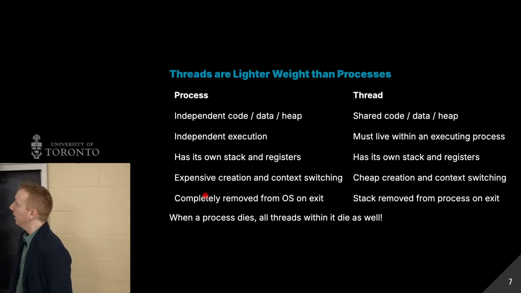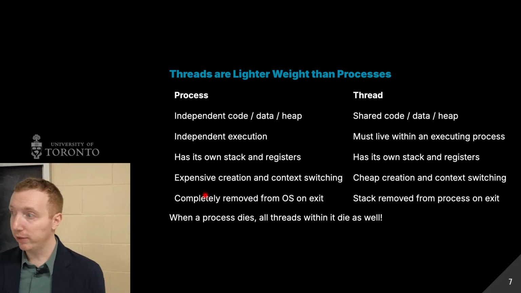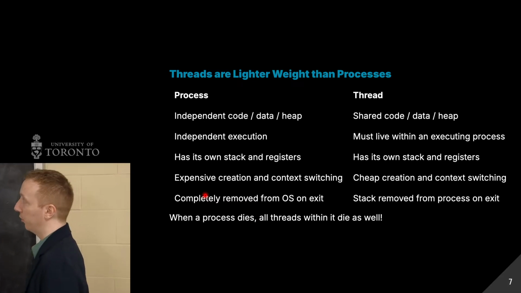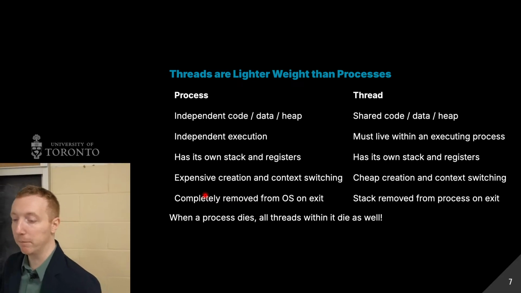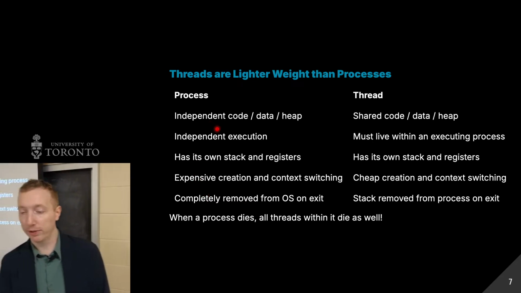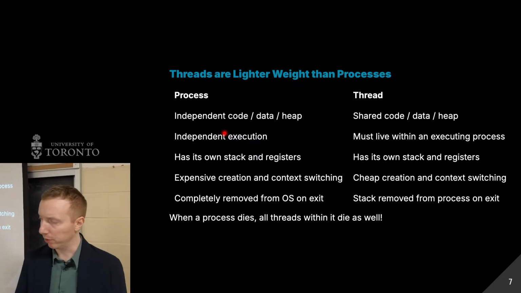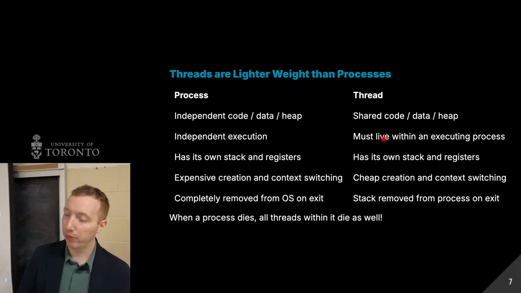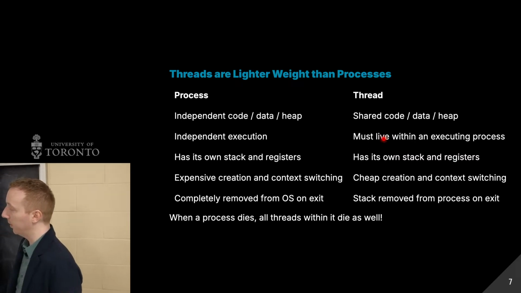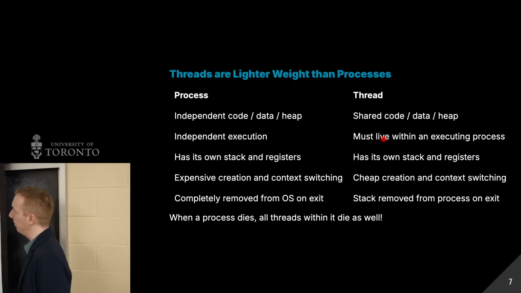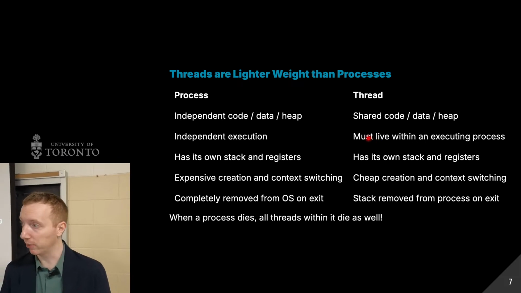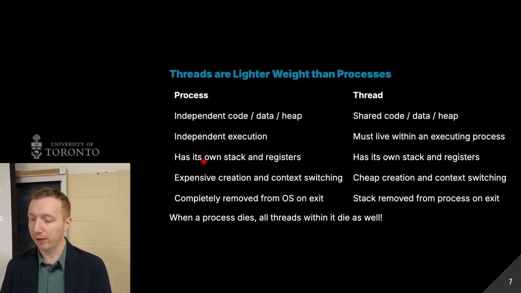So in summary, they're lighter weight than a process. A process has independent code, data, and heap. With a thread, they share code, data, and heap. Processes have independent execution. Or again, you can think of a process as initially just having a single thread in it. While a thread must live within an executing process, and we'll be able to relate them to processes pretty much one-to-one, except for that parent-child relationship. A process has its own stack and registers. A thread has its own stack and registers.